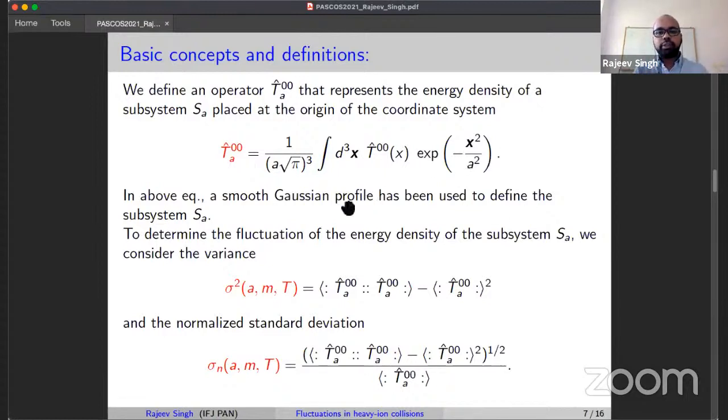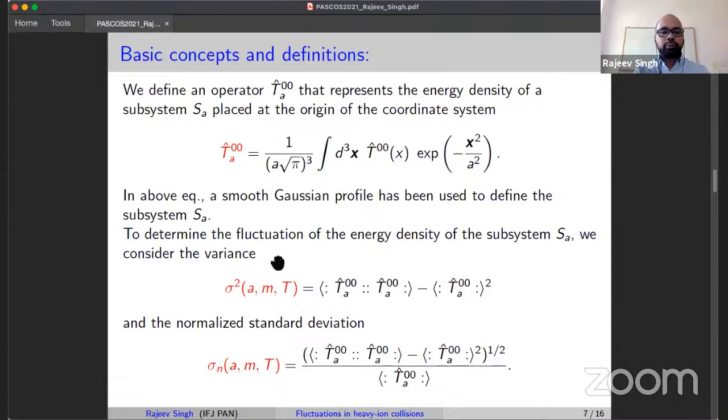Why? Because if we do not use the Gaussian profile and use some other profile, for example, cube, then there might be a possibility of having sharp boundary effects. So to ignore the boundary effects of the cubical profile, we have to use the Gaussian profile so that we don't have these effects.